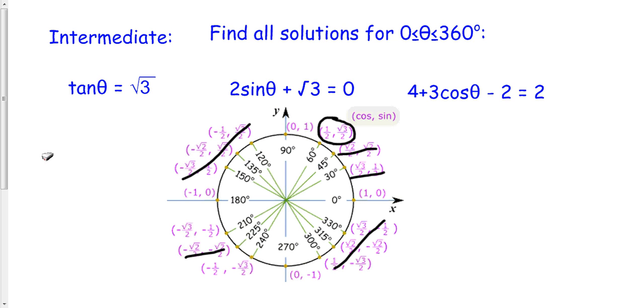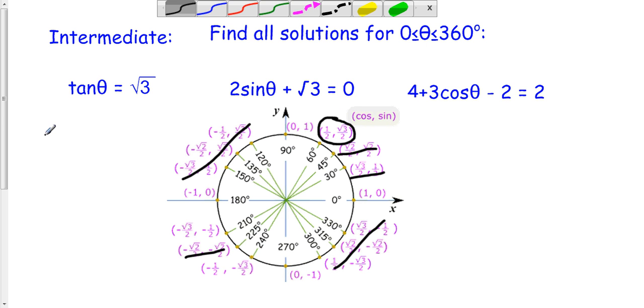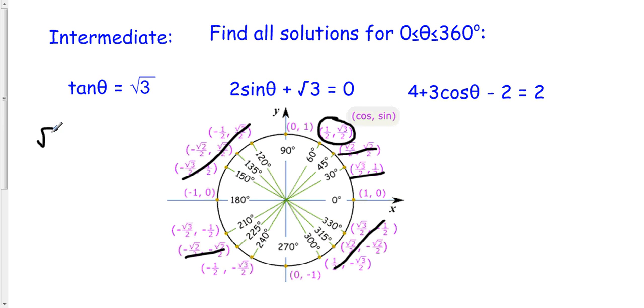So let's do root 3 over 2 divided by 1/2. When we divide these fractions, we end up multiplying by the reciprocal. The 2's cancel out, and look at that, we get root 3. Okay, so it is 60.